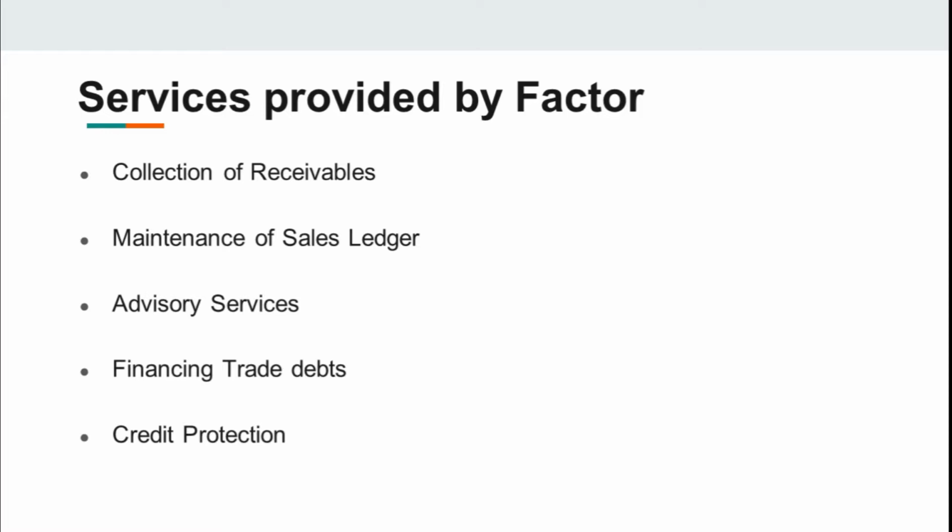Other than that, the factor also provides some kind of advisory services. Because of being involved in all this credit business, the factoring firm comes to be well versed with the rules and regulations involved in the credit business, the services involved, what the credit risks and defaults are from the side of the buyers in terms of receivables, in terms of collection. So all these kinds of advisory services the factor also tends to provide on the basis of its data collection and its experience in that particular business.